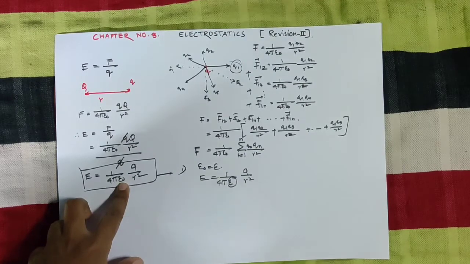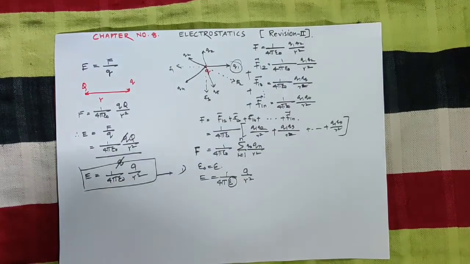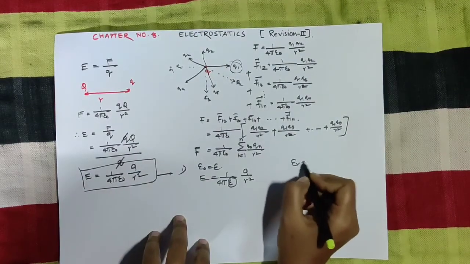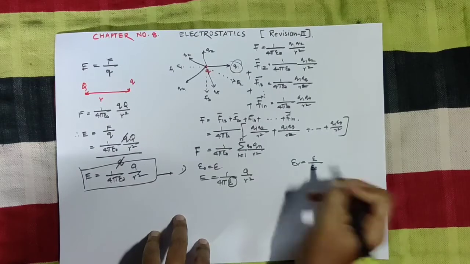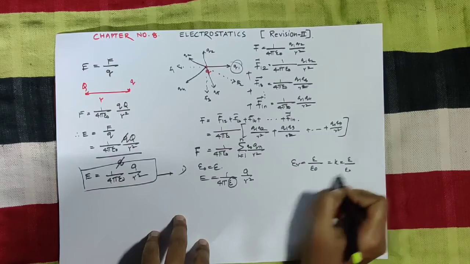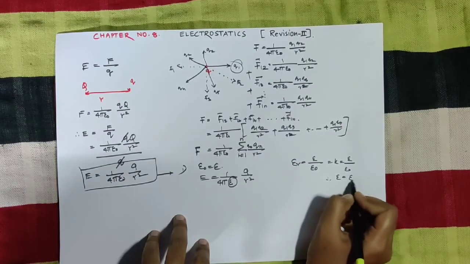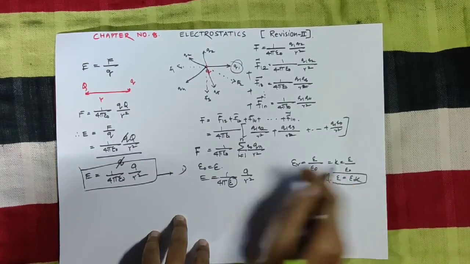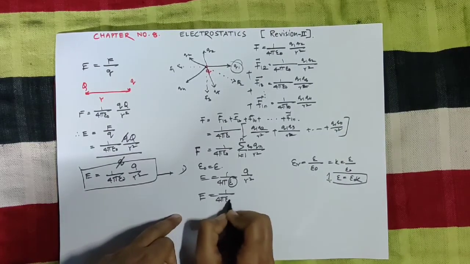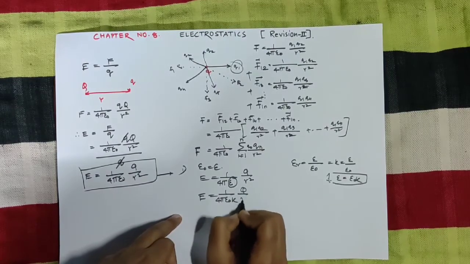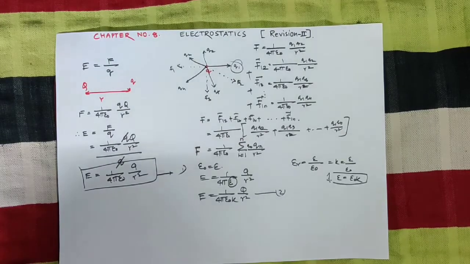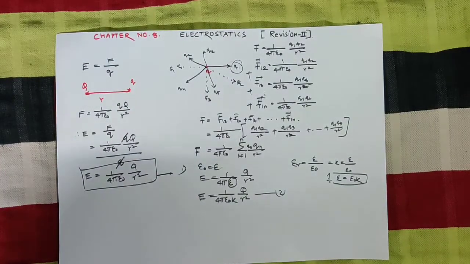Instead of epsilon we use the definition of dielectric constant. We know that the dielectric constant or relative permittivity epsilon r is equal to epsilon upon epsilon naught, or we can write K is equal to epsilon upon epsilon naught. Therefore epsilon is equal to epsilon naught K. Put this value over here, so we can write E is equal to 1 upon 4 pi epsilon naught K, Q upon r square. So this is the second equation, when we consider a material medium.